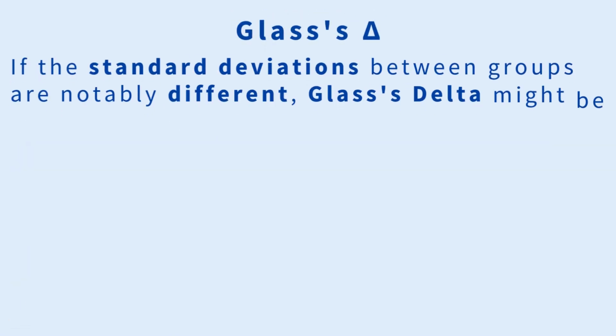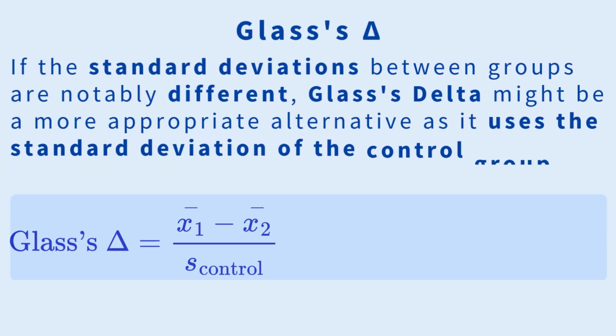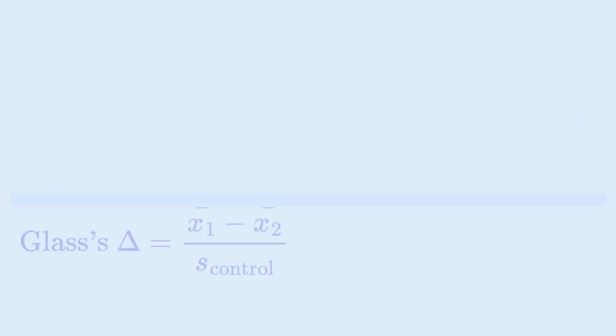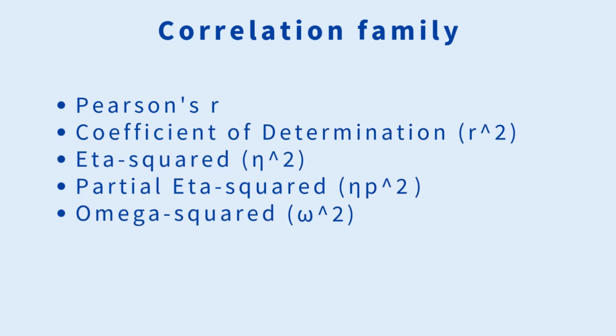Similarly, if the standard deviations between groups are notably different, Glass's delta might be a more appropriate alternative as it uses the standard deviation of the control group only for its calculation. Now, let's move on to the correlation family of effect sizes.